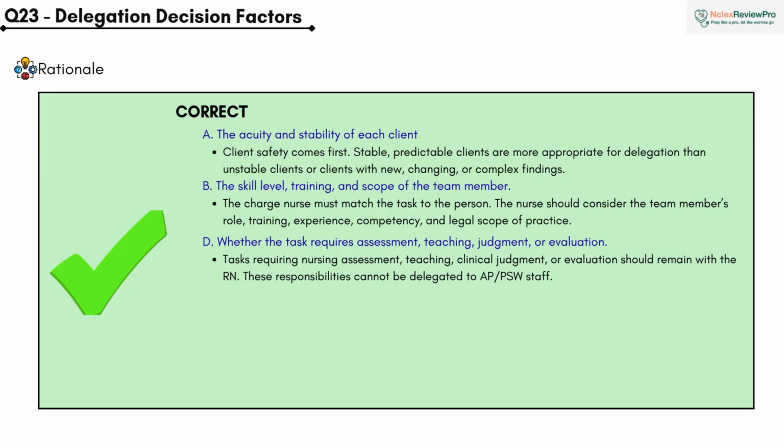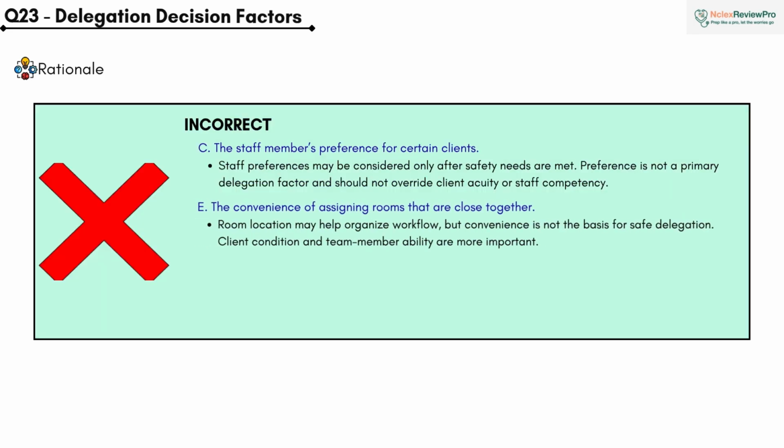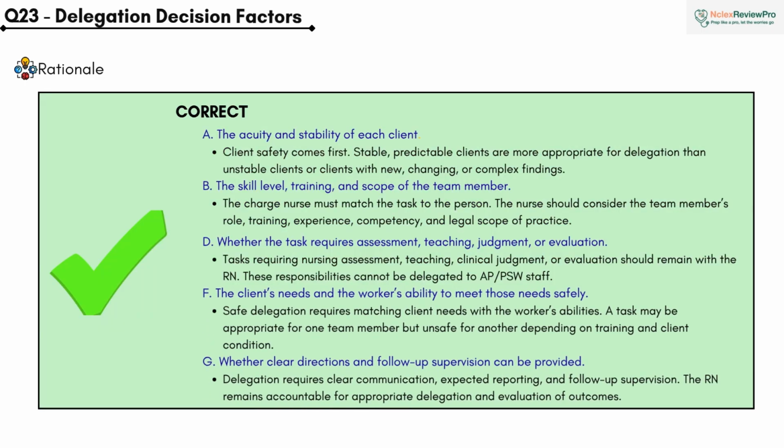For Option E, room convenience is not a correct safety factor. Room location may help organize workflow, but convenience is not the basis for safe delegation. Client condition and team member ability matter more. For Option F, matching the client's needs with the worker's ability is correct. A task may be safe for one team member, but unsafe for another, depending on the client's condition, the worker's training, and the complexity of the task.